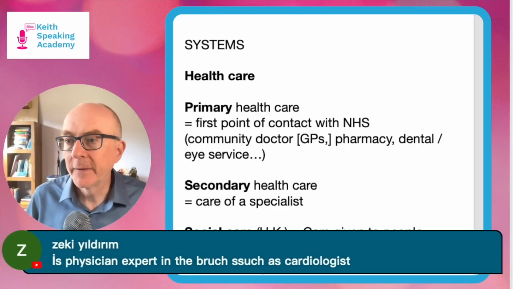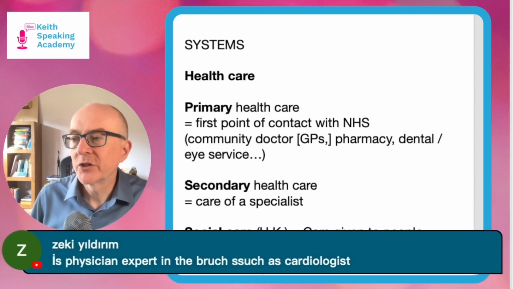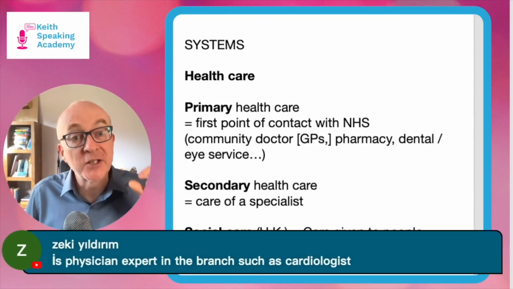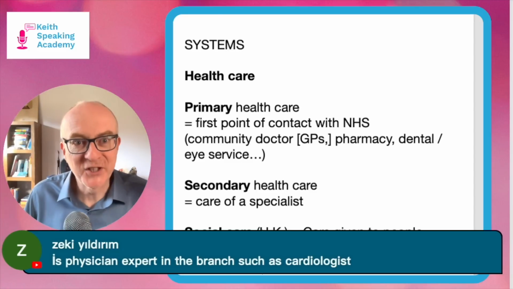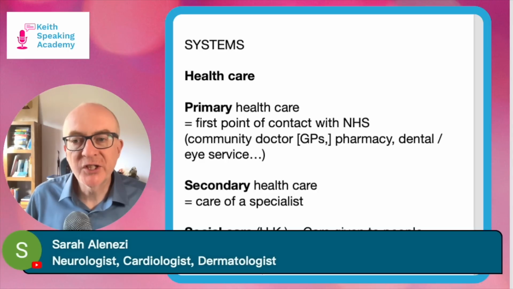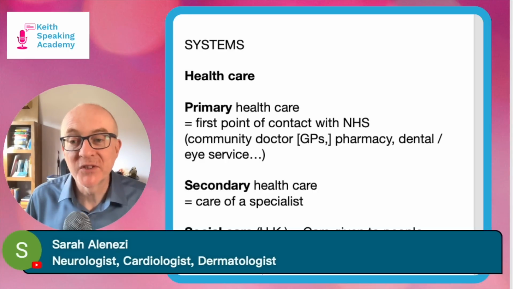Let me just see, where are we? Is physician expert in the branch such as cardiologist? So it's the other way around, right? The cardiologist is a branch of the physicians. Physician is much more general. Sarah says neurologist, cardiologist, dermatologist. Yep, all these ologists are different kinds of doctors. There's lots of them, right? Okay, great.